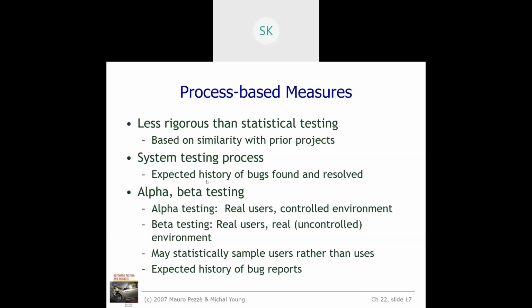System testing process: expected history of bugs found and resolved. So you need to maintain log details. With respect to the log details, you'll come to know what errors, faults or mistakes we are having. Based on that, we can resolve them and leave it to the market. These are all the versions that we have released. With respect to version 1, this was the problem that we faced, which has been overcome in version 2. Then version 3, and it will keep going like that. So the history of bug reports will provide a better process.